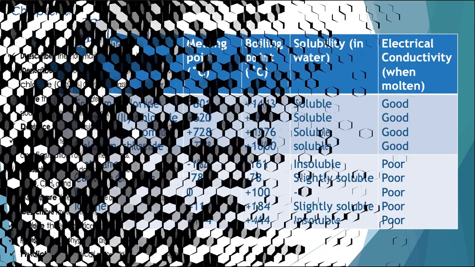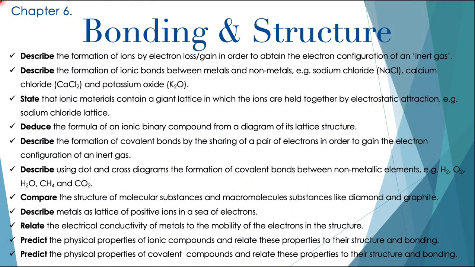So this was it for today's chapter, bonding and structure. This is what we read in this chapter, and we've successfully completed all the learning objectives. We've learned to describe and state, deduce, compare, relate, and predict. By predicting, we mean the physical properties of ionic compounds and the physical properties of covalent compounds. Now you know that ionic compounds have high melting and boiling points, and covalent compounds have low melting and boiling points. And usually these covalent compounds are insoluble or slightly soluble in water, and they are poor conductors of electricity.